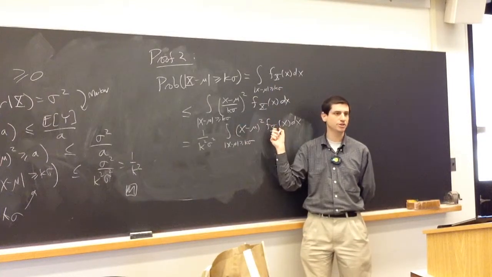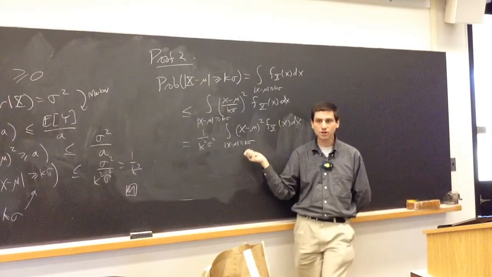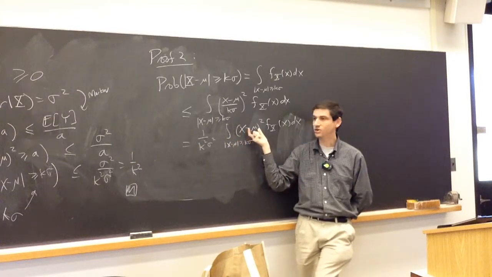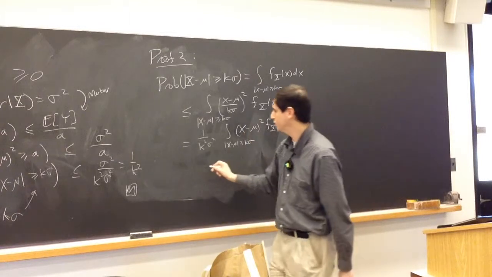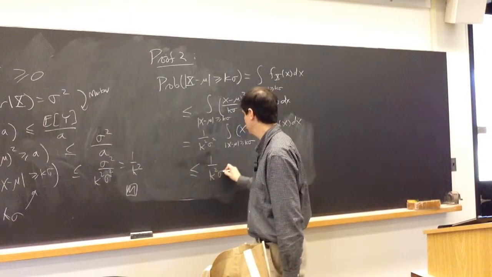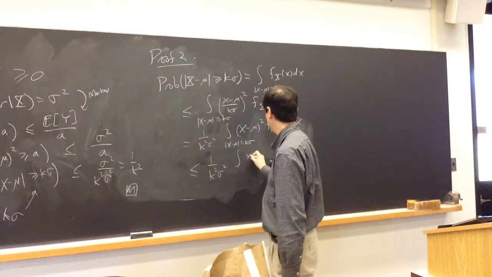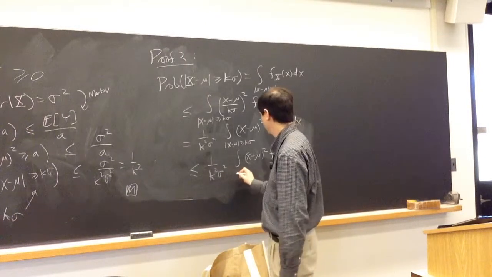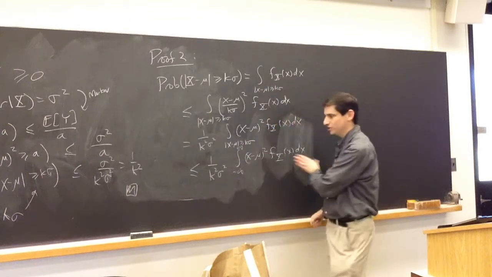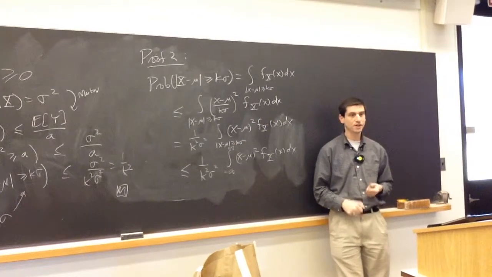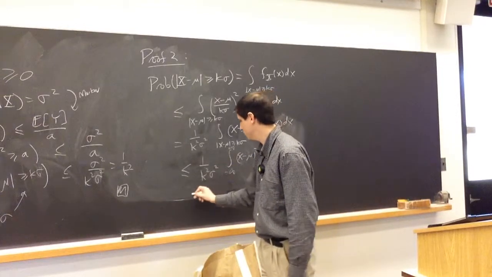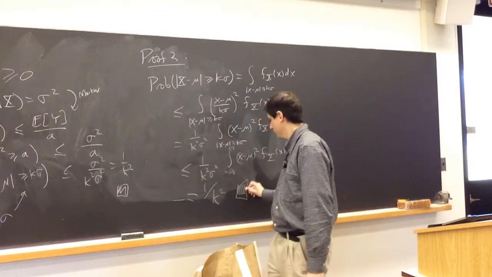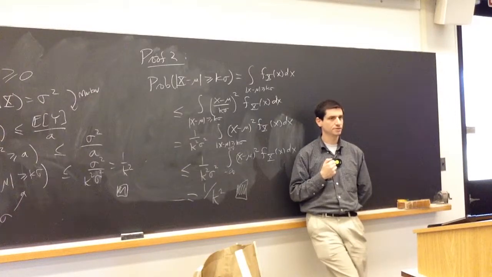Now we extend the integration over the entire range. When we had Markov's inequality, we had to worry and we needed to assume that our random variable was non-negative. We don't have to worry now because the integrand is always non-negative. So this will be less than or equal to 1 over k squared sigma squared times the integral of (x minus mu) squared f_X(x) dx. And what is this integral equal to? The variance, sigma squared. Sigma squared divided by sigma squared is 1, so this is 1 over k squared. So this is Chebyshev.